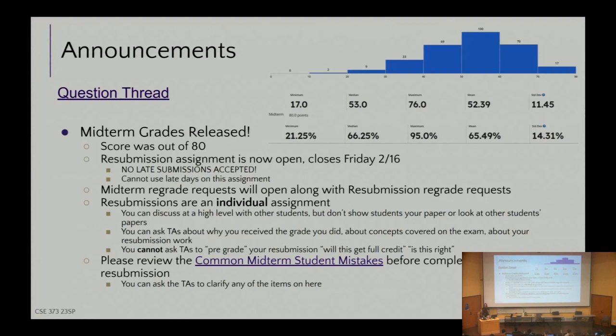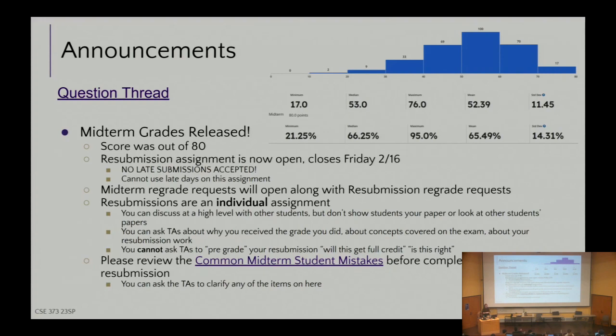So sit on your notes, think about what happened in your midterm. If you're at all confused about why you got the score that you got, feel free to talk to a TA in office hours or post it in private on Ed or send me an email, all of that good stuff. And then once we grade your resubmission, we'll give you your resubmission grade, and you can then submit any regrade requests both on your original midterm and on the resubmission at the same time.